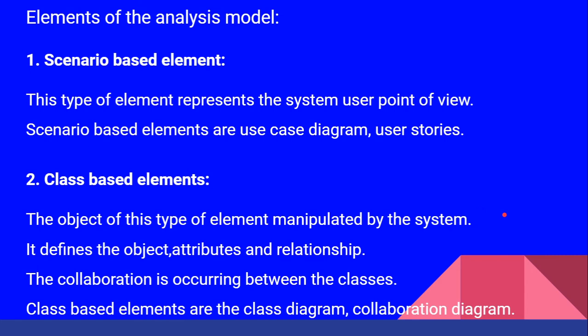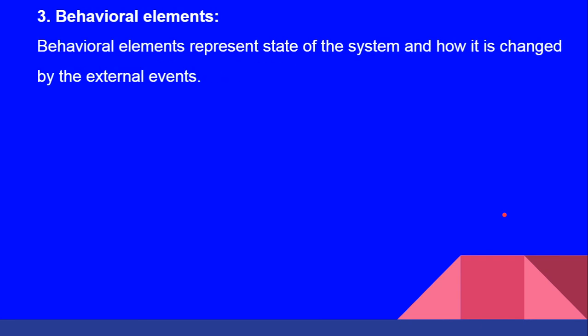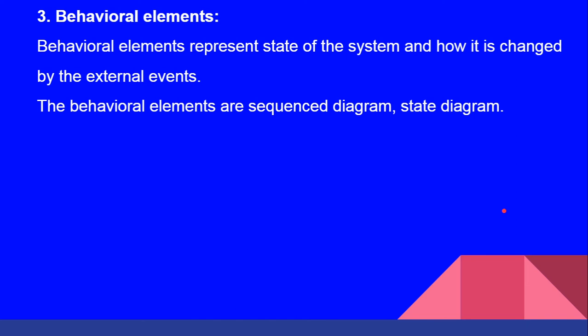Next is the behavioral element, where the elements represent the state of the system and how it is changed by external events. The changes happen by the environment, so the environment gives the input to make changes in the behavior of the system. Every state is represented by the state diagram and the sequence diagram. The sequence diagram gives the sequence of activities that happen which change the system from one state to the other state, that is called a state diagram.